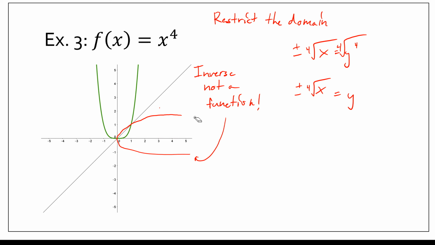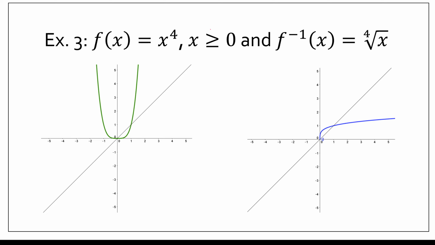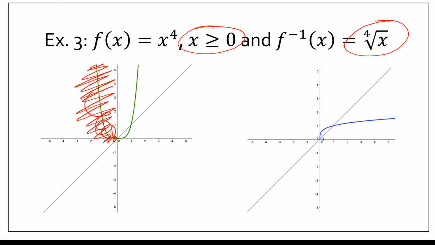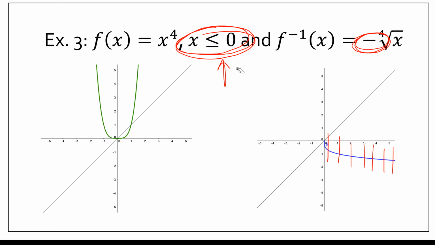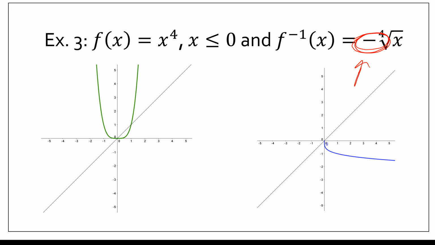But in order to make this a function, I need to restrict the domain. So if I restrict the domain to positive numbers, now I'm taking off this negative part of the function, and I'm only looking at the positive fourth root of x. If I restrict the domain to the negative numbers, yeah, I now can have a function, and it's only the negative fourth root of x.